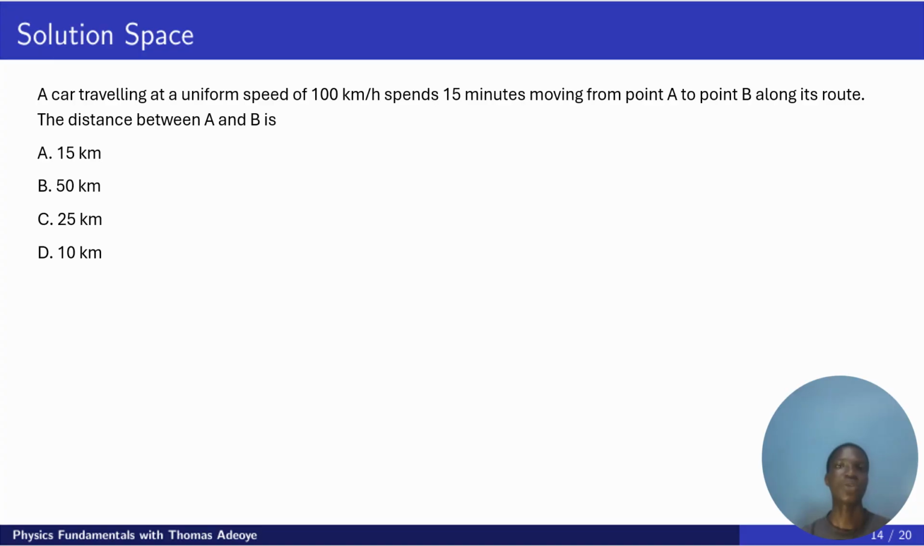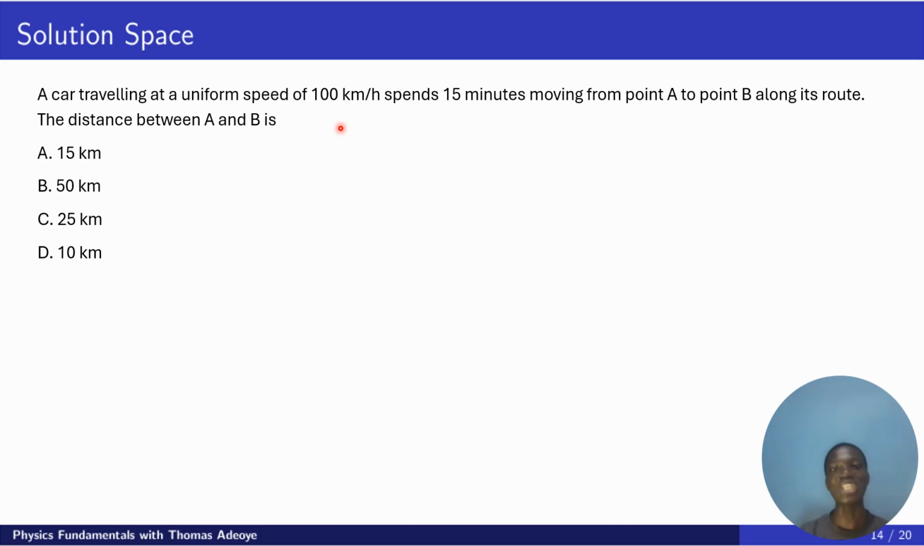In this question, a car traveling at a uniform speed of 100 kilometers per hour spends 15 minutes moving from point A to point B along its route. The distance between A and B is, okay, this is a very cheap question, I won't lie to you. If you read this problem, you see a car traveling at a uniform speed of 100 kilometers per hour.